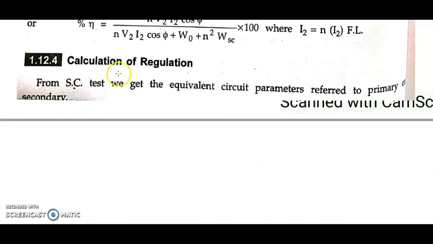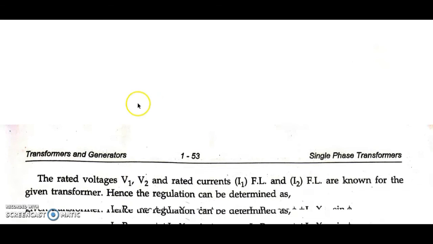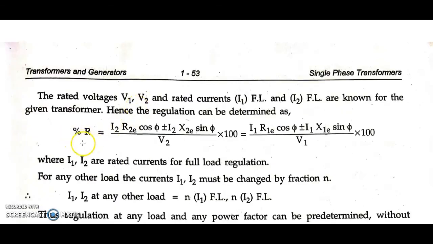Now coming to the calculation of regulation. The formula we have already learned: percentage regulation can be referred with respect to the primary side as well as with respect to the secondary side. The first formula is with respect to the secondary side, and the second formula, you can see, is referred with respect to the primary side. Depending upon whether the regulation is asked with respect to secondary or primary, we can calculate this.